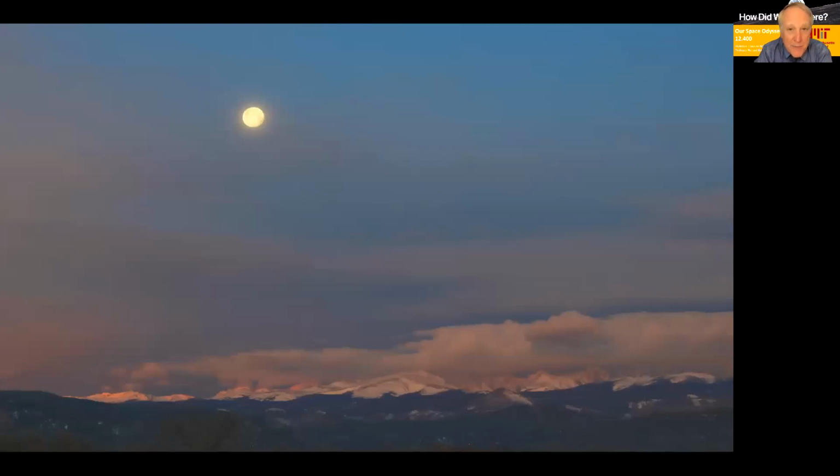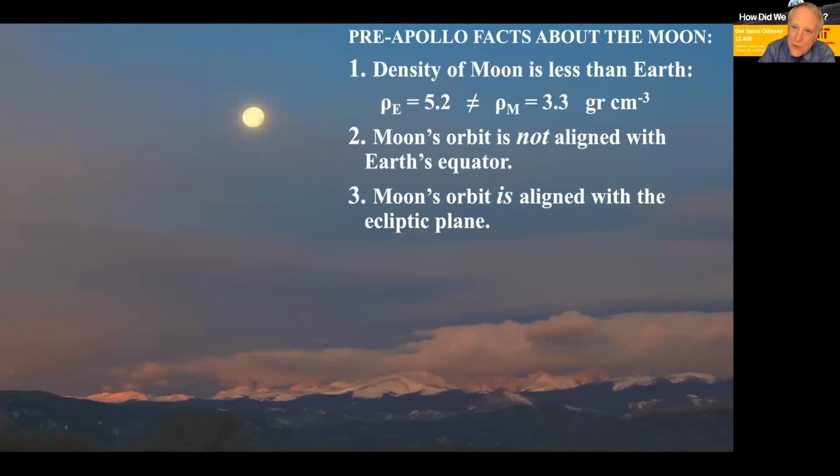This is a picture taken from a backyard in Colorado, and it forms the backdrop for some of the fundamental facts about the moon. So here's what we knew about the moon prior to Apollo. We knew that the density of the moon is less than the density of the Earth. The Earth's average density is about 5.2. For the moon, it's much less, about 3.3. So we know the basic density of the moon, a basic characteristic of the moon. But we also know that the moon's orbit is really strange in many ways.